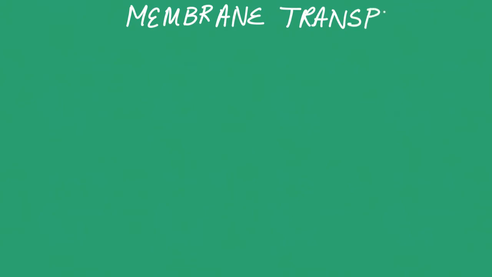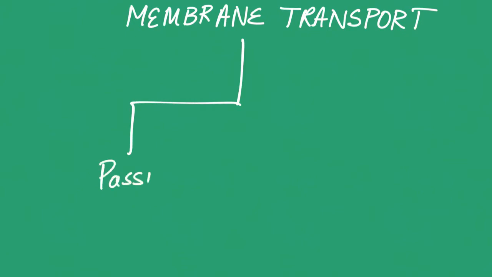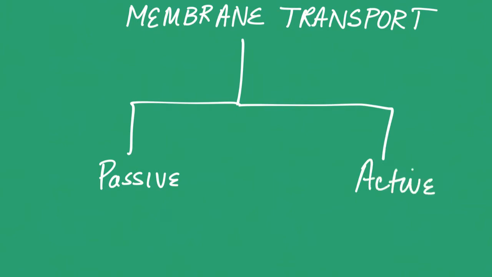Membrane transport. There are two kinds of membrane transport. There is passive transport and there is active transport. Passive transport does not use ATP, whereas active transport uses ATP. That's the main difference between the two. So let's write it down here.